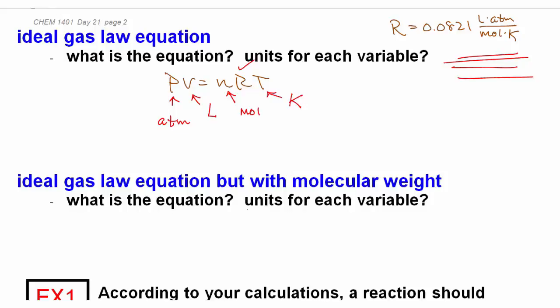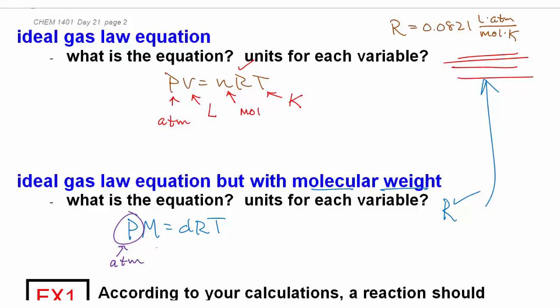Our ideal gas law equation, but with molecular weight in the equation. What is the equation? PM equals dRT. How about the units for each variable? Well, R we know. It's the same. Let's start with P. P should be in atmospheres then. And we know what R is. T has to be in Kelvin.